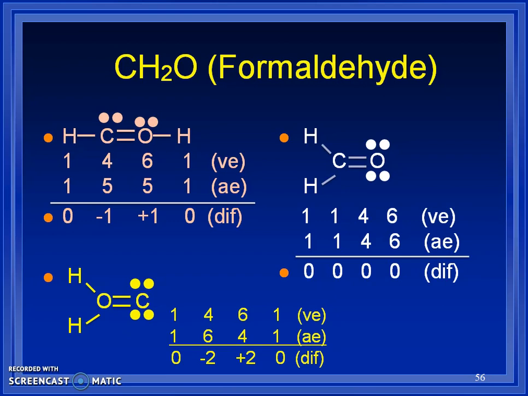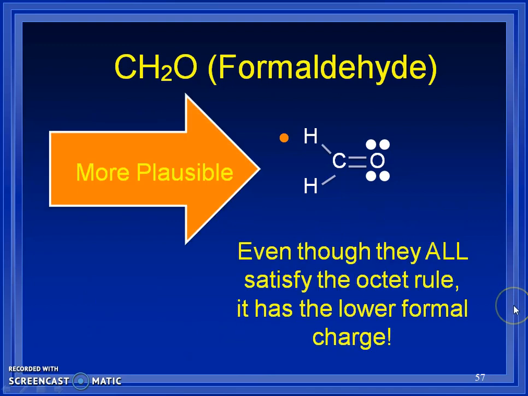Now, out of these 3 structures, which one is probably going to be the most useful or the most important? Well, I see a structure here that has all zeros, so I'm going to pick that one. I'm not even looking at the other ones. So that one will be the most plausible. Okay, they all satisfy the octet rule, so that's going to be the most important.